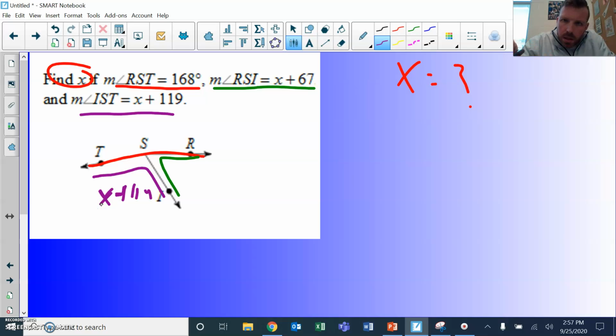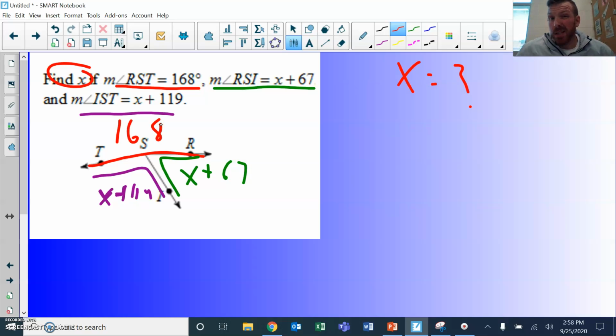And the other half is x plus 67. Maybe I shouldn't say other half because we're not sure if they're the same. I didn't tell you they were. And the whole thing is 168. All right, so that means based off angle addition, I can take the two pieces and add them together and they'll give me that whole thing, right?